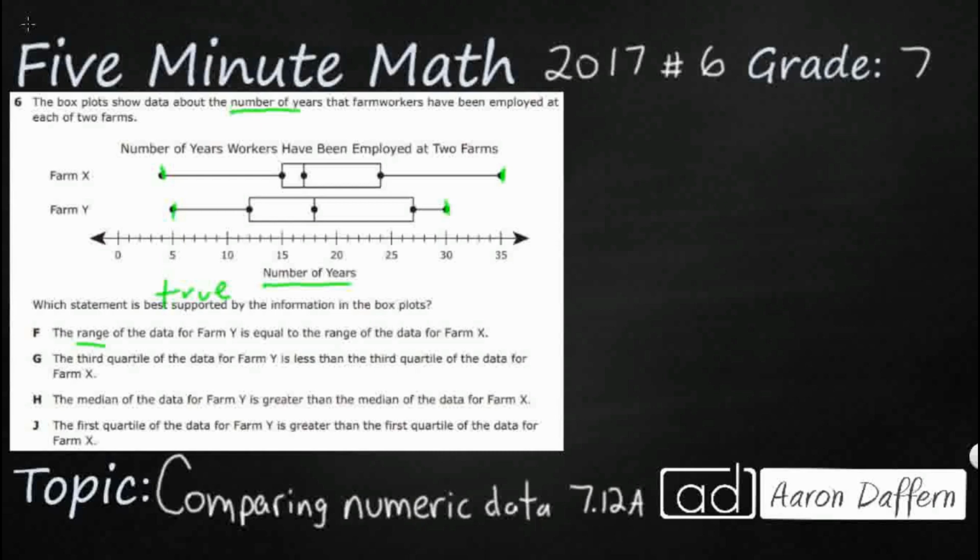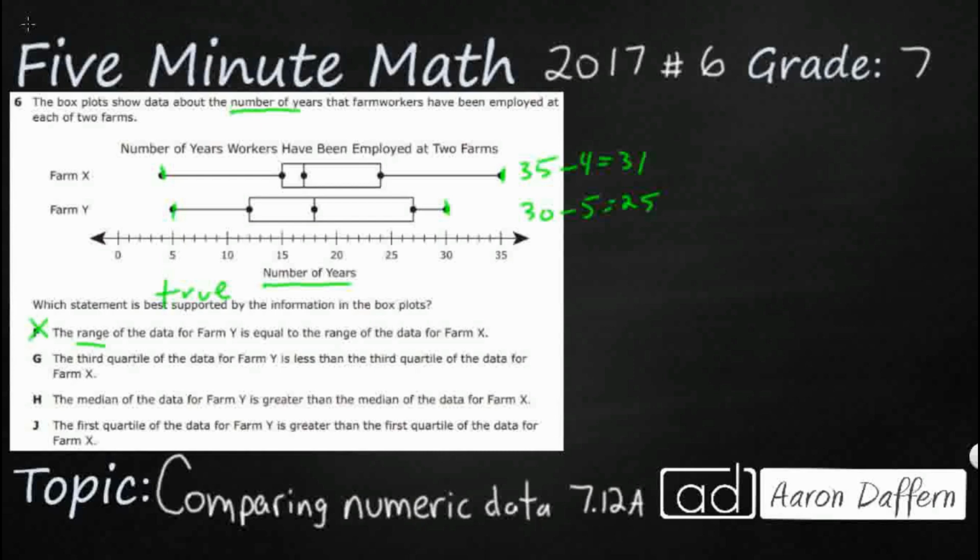And take a look. You can just see the top one, farm X, is a lot bigger. Now if we wanted to actually put numbers next to it, that's 35 subtracted, looks like this goes to 4. So that's got a range of 31. And this has got 30 subtracted 5. You're going to get 25. So they're not equal. So this is not correct.